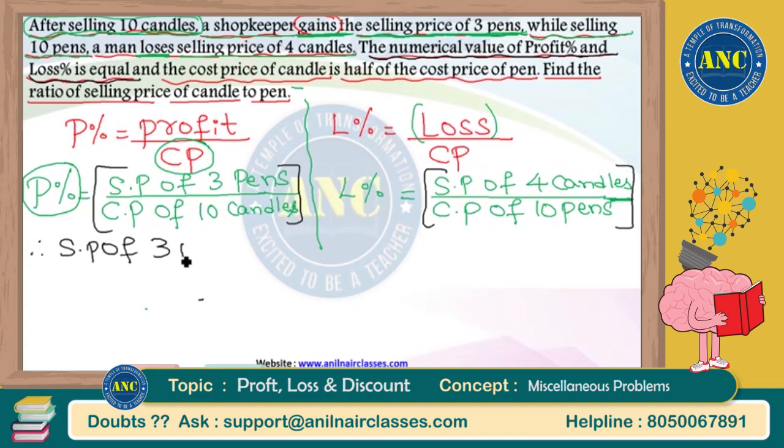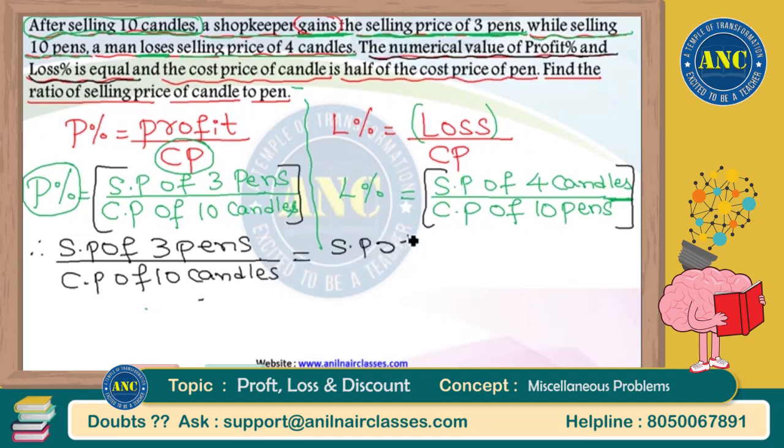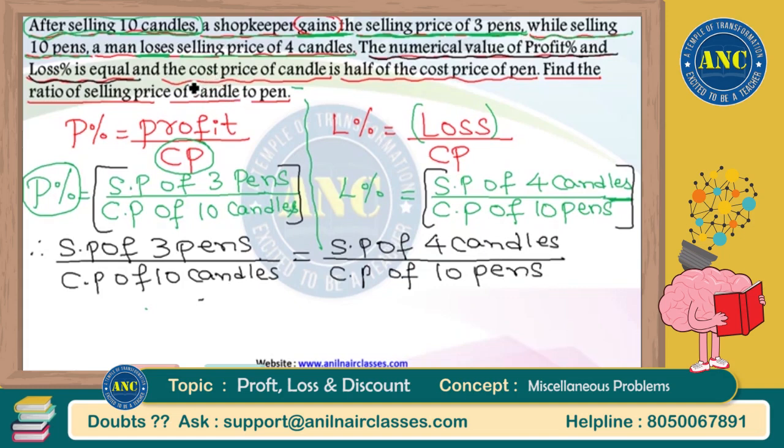So SP of 3 pens divided by CP of 10 candles is absolutely equal to SP of 4 candles divided by CP of 10 pens, because it is given in the question that they both are absolutely equal. I believe this statement is also clear. Next, what is the next statement given?